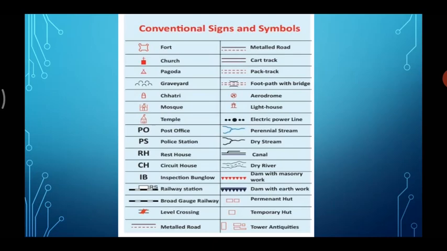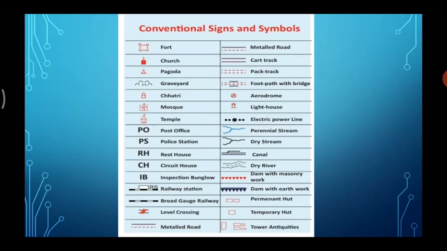Now signs are used to show various things on the map as per convention. These are in the form of letters. Now listen carefully. These are in the form of letters, or they are in the form of geometrical shapes, for example, lines, circles, triangles, dots, etc. These are called conventional signs. So when there are lines, circles, triangles, dots, they come under conventional signs.